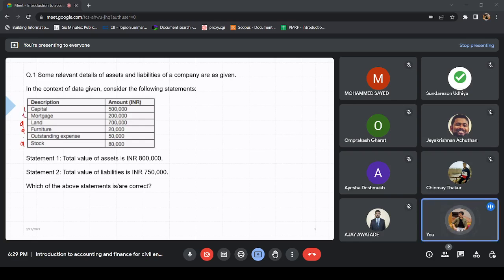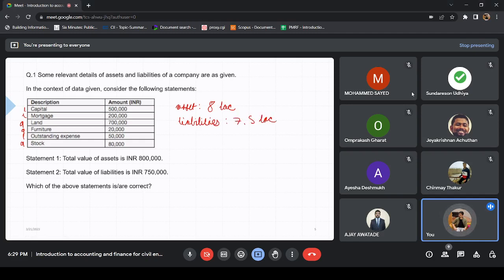Okay, so according to you, what is the sum of assets now? Is it coming to 8 lakh, right? And liabilities, 7.5. So, any question, any trouble understanding which will go on which side? Is it an asset or liability?